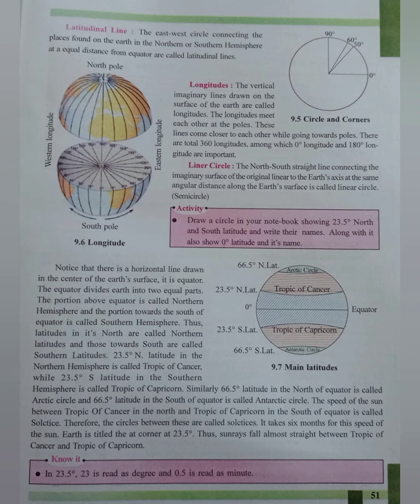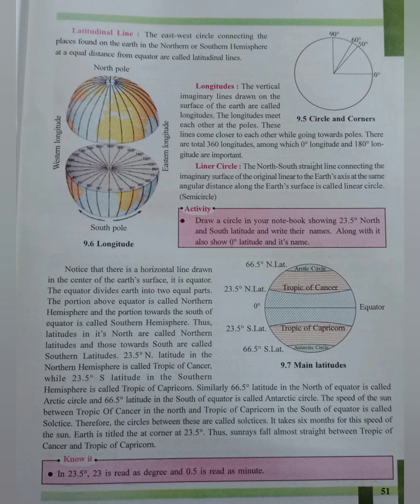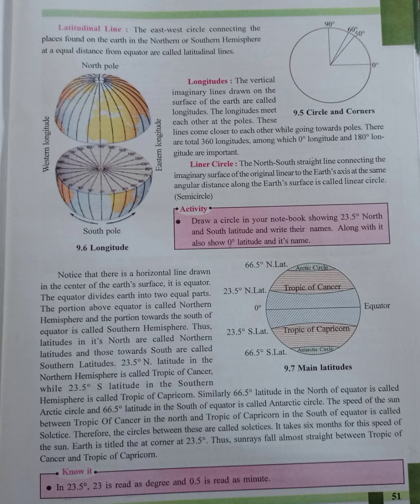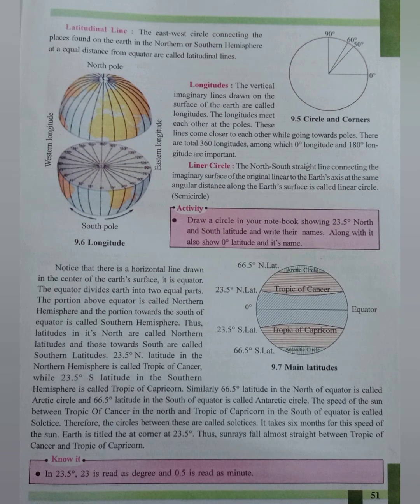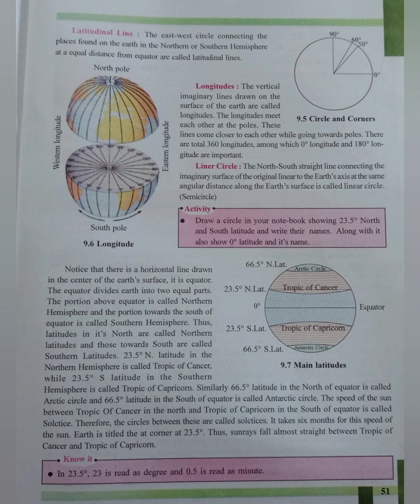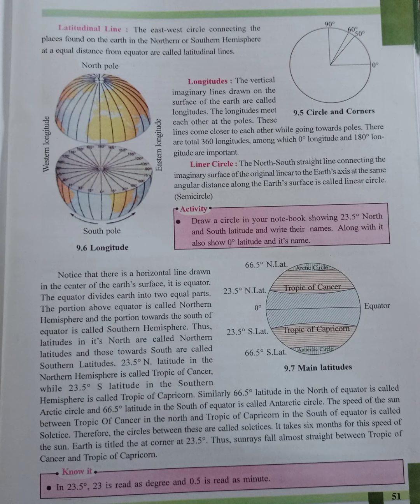Longitudes. The vertical imaginary lines drawn on the surface of the earth are called longitudes. The longitudes meet each other at the poles. These lines come closer to each other while going towards the poles. There are a total of 360 longitudes, among which 0 degree longitude and 180 degree longitude are important.